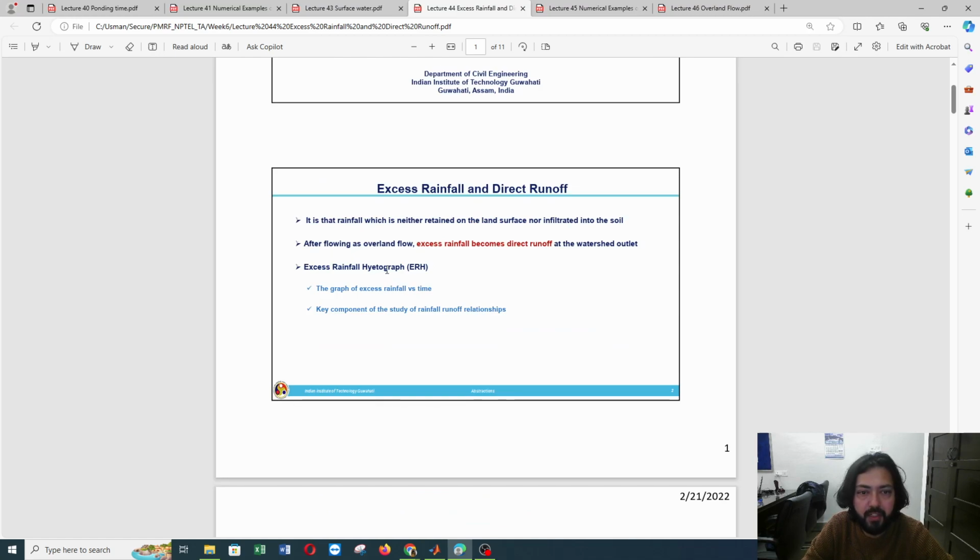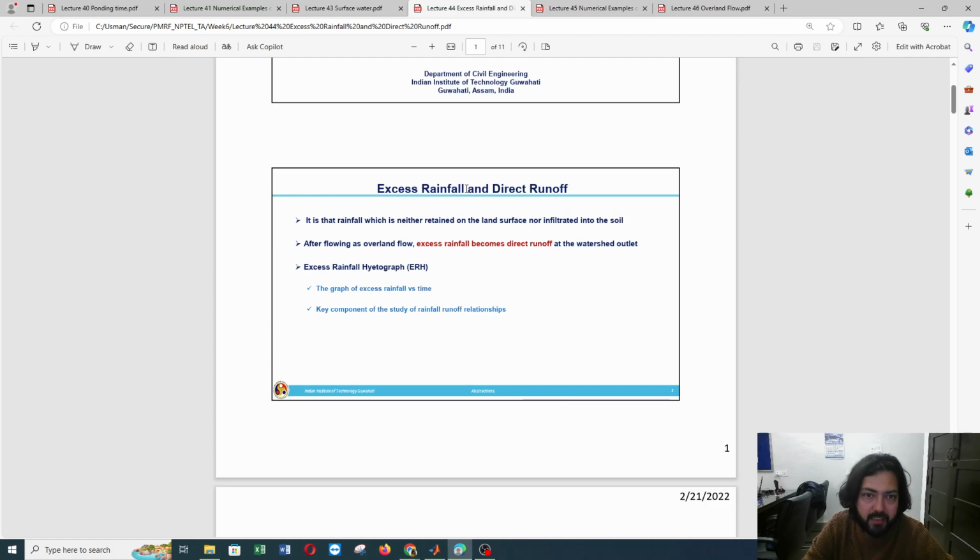So here it is written that rainfall or excess rainfall is that rainfall which is neither retained on the land surface nor infiltrated into the soil. So what happens to the excess rainfall? It is saying that after flowing as overland flow, excess rainfall becomes direct runoff at the watershed outlet.